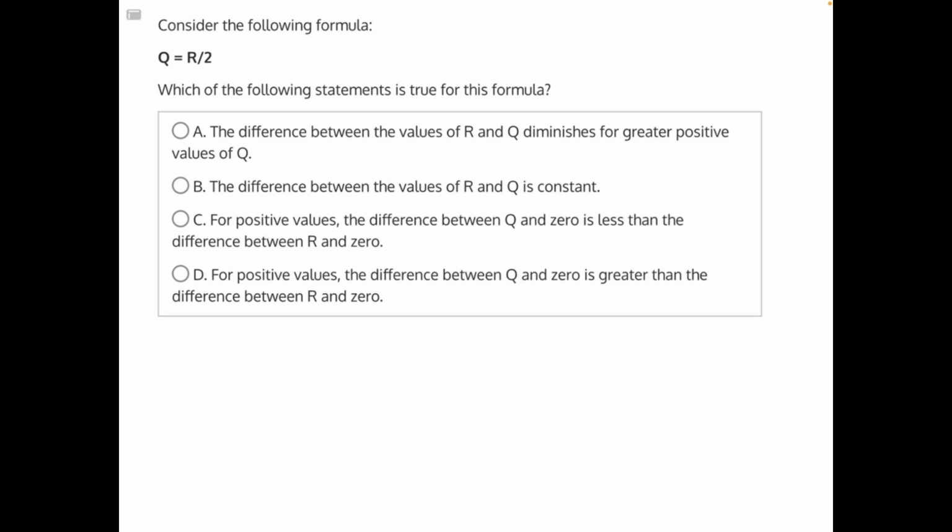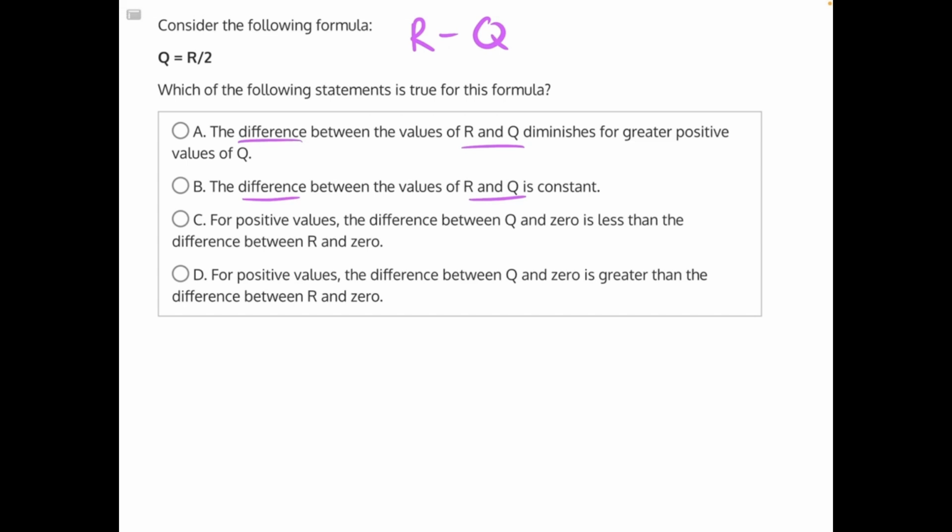Consider the following formula. Which of the following statements is true for this formula? Answer choice A and B are asking us to find the difference between R and Q. So let's do that first. R minus Q, right? Difference in math means to subtract.